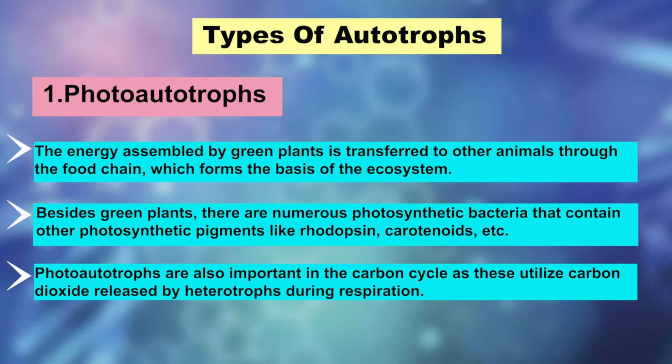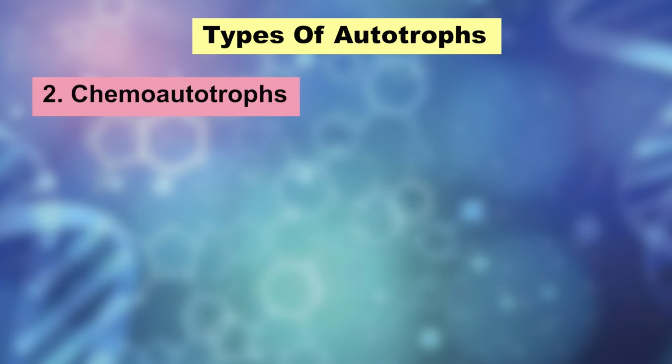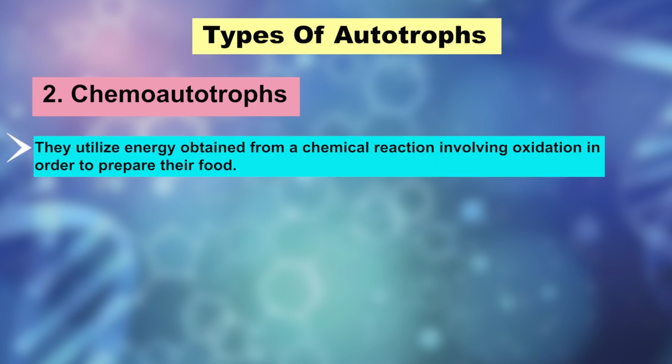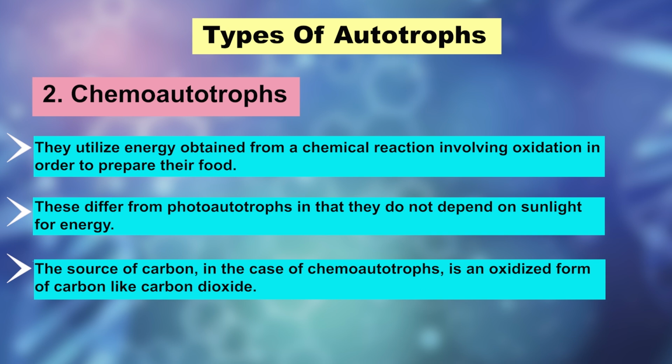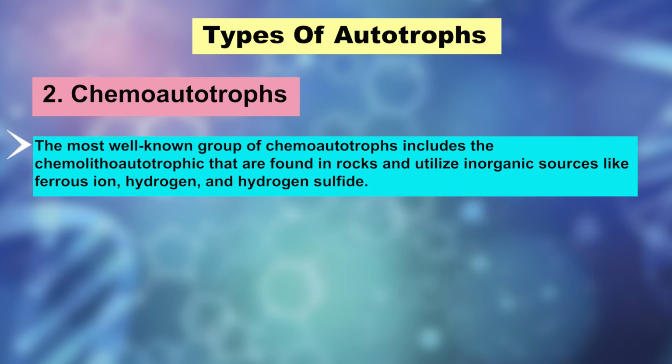Now, let us look into the second type, that is chemoautotrophs. They utilize energy obtained from a chemical reaction involving oxidation in order to prepare their food. These differ from photoautotrophs in that they do not depend on sunlight for energy. The source of carbon in the case of chemoautotrophs is an oxidized form of carbon like carbon dioxide. The most well known group of chemoautotrophs includes the chemolithoautotrophs, which are found generally in rocks and utilize inorganic sources like ferrous iron, hydrogen and hydrogen sulfide.